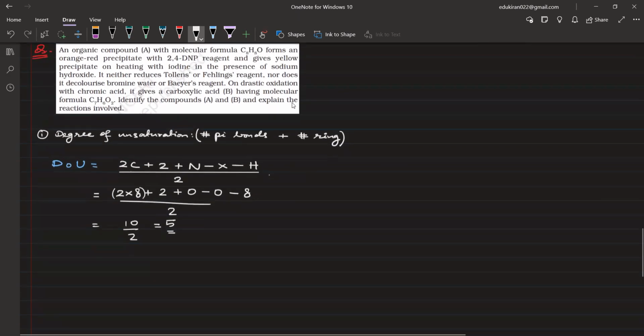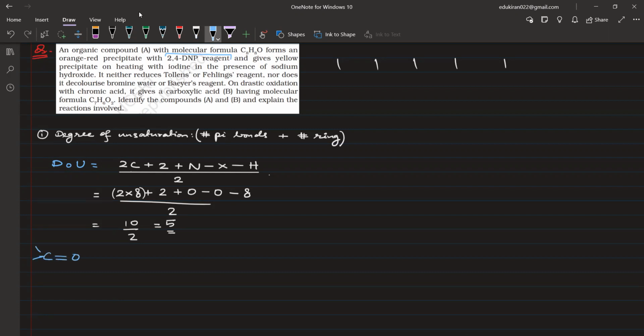First thing, whenever you get the formula, you are going to calculate the degree of unsaturation. Now see, we have 1, 2, 3, 4, 5. We have 5 as the degree of unsaturation. Some of these can be pi bonds and some can be rings. Okay, first statement: C8H8 forms an orange red precipitate with 2,4-DNP reagent. That means this particular C8H8 has a C double bond O.